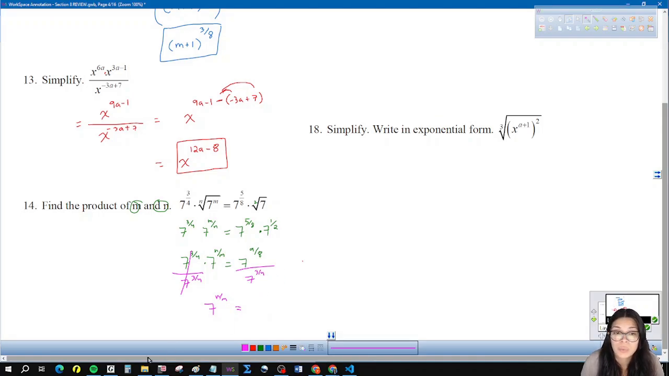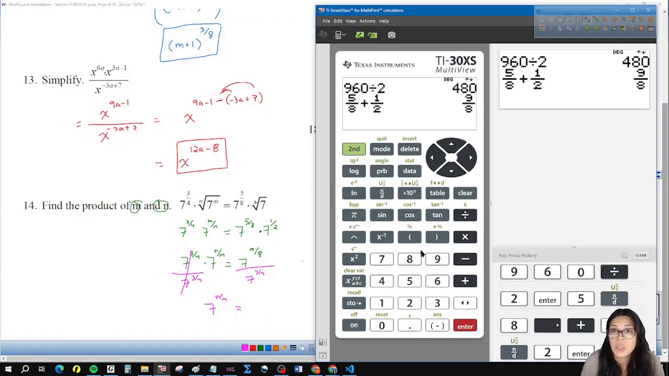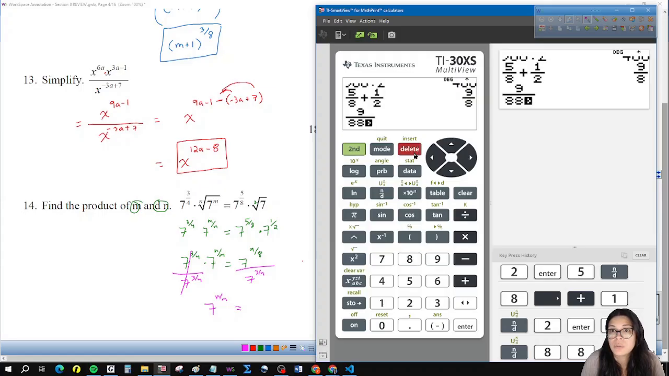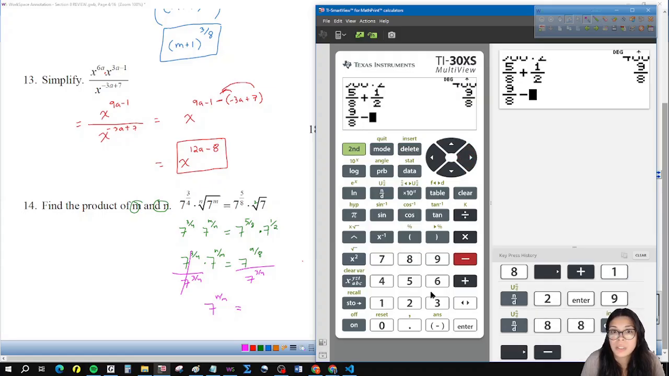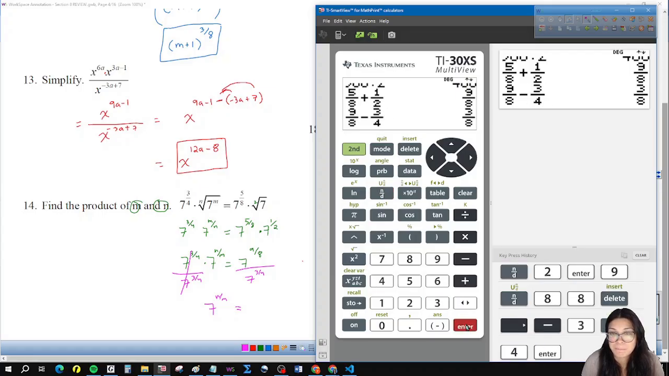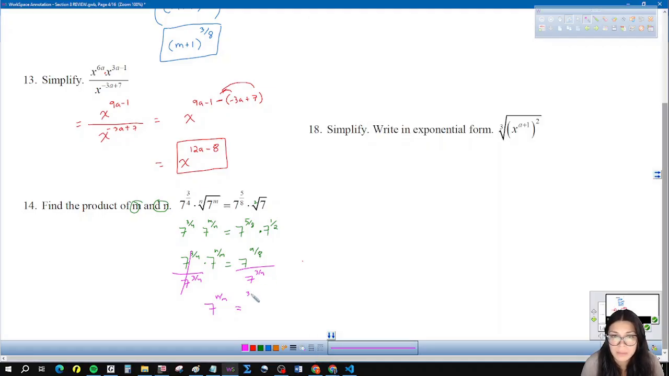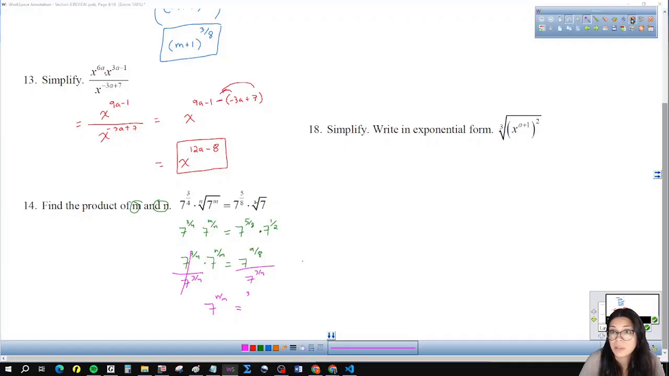And remember, the quotient rule says if you're dividing the same base, you're going to subtract the powers. So I can use my calculator here, again, to do some quick fraction operations and subtract the two fractions. That gave me 3/8. 7 to the power 3/8, of course.